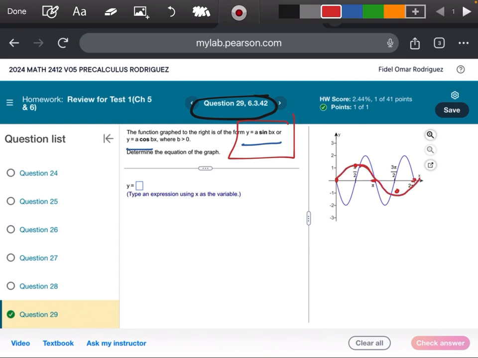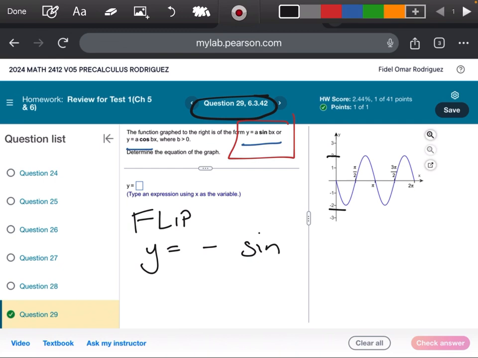The first thing I notice is that, number one, this function has a different period, and it's flipped. Because there is a flip, I know we're going to have a negative in front of our sine, so we're going to have a negative sine of something. The next thing I want you to notice is my amplitude. Isn't my amplitude going to be 2? So it's going to be a -2 sine.